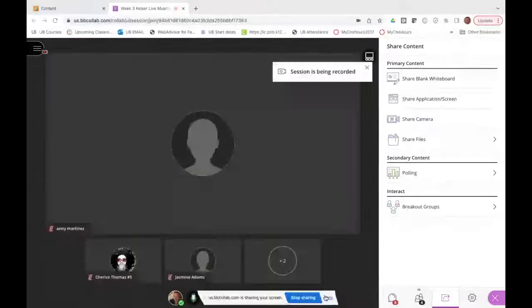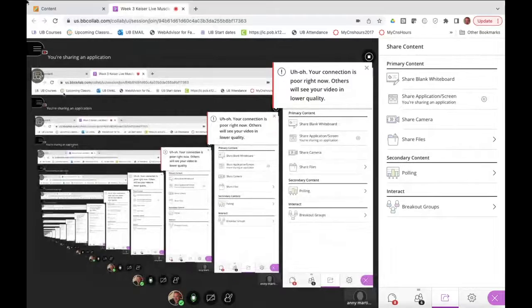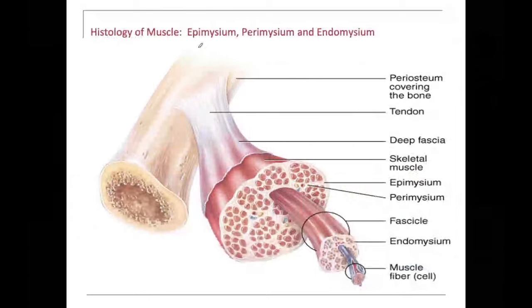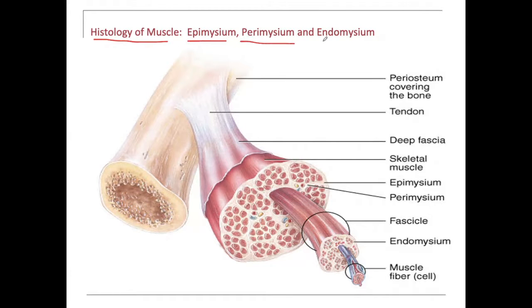Okay, it's Dr. Linder. In this next short video, we're going to talk about what makes up a muscle. And when we look at the histology of muscle, we need to be familiar with epimysium, perimysium, and endomysium.